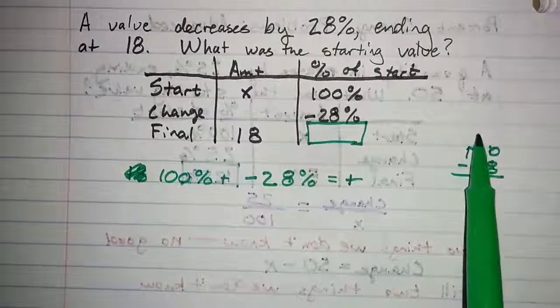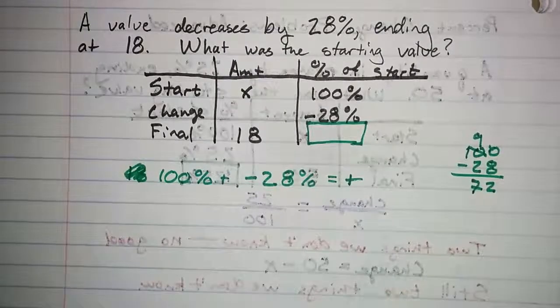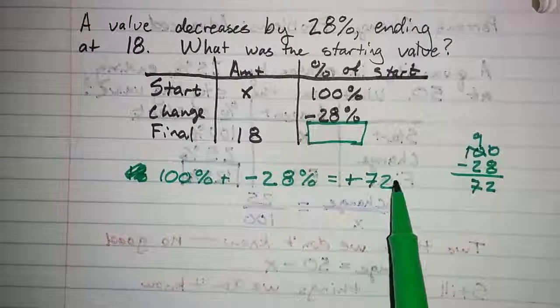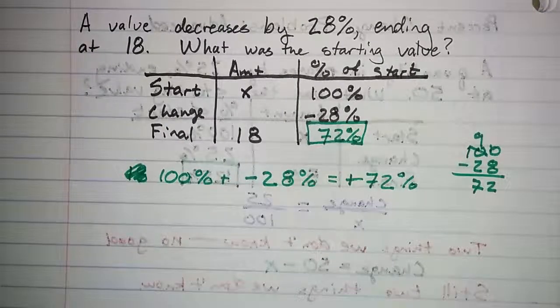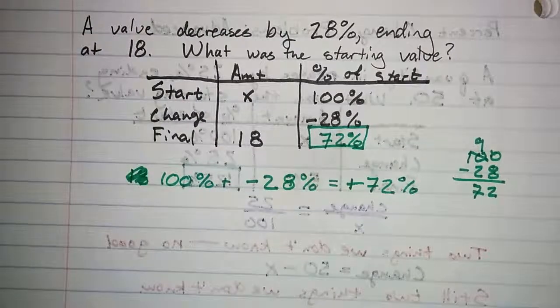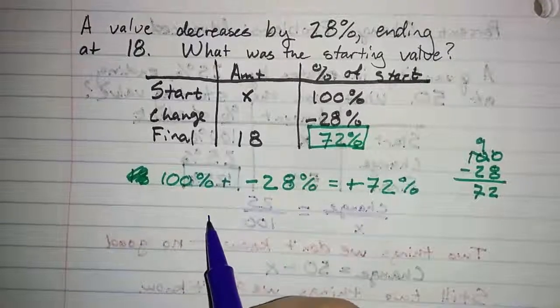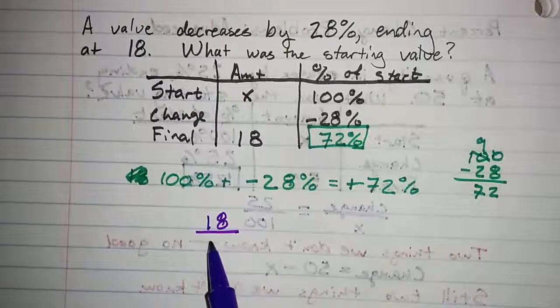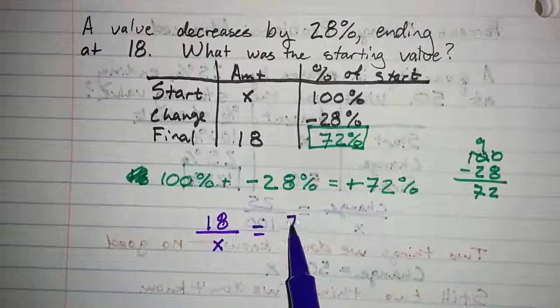I have to borrow. 10 minus 8 is 2. 9 minus 2 is 7. So positive 72%. If you weren't able to find the final percent, now that you know it, pause the video and try the rest of the problem. All right, we're now able to set up a percent proportion, right? The final amount over the starting amount, which is the base, is going to be 72%.